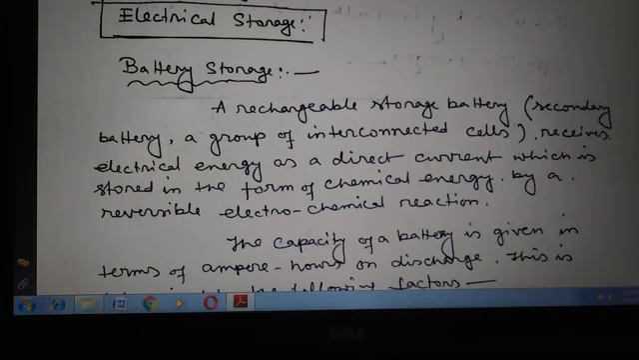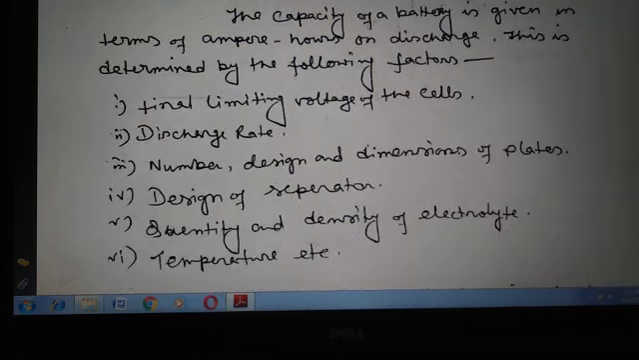The capacity of a battery is given in terms of ampere hour on discharge. This is determined by the following factors. First factor is the final limiting voltage of the cells. So these are the specific voltage for a particular cell. Next, discharge rate. The discharge rate is also a main factor of the battery storage. By the help of this rate, we can ensure the operating time of a particular load, which depends upon the battery.